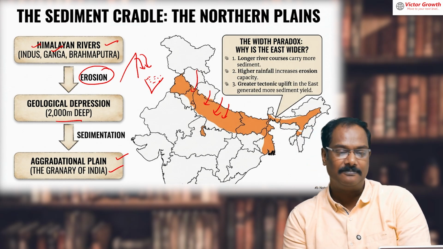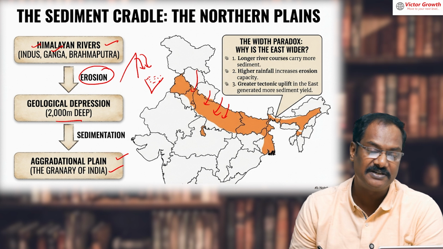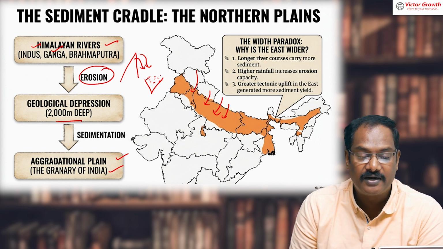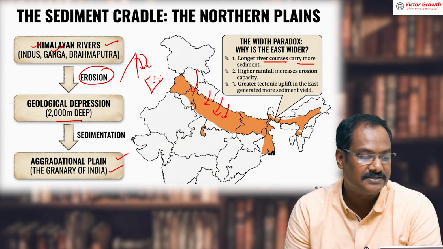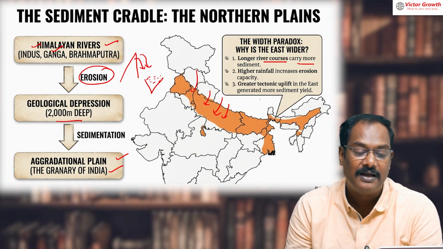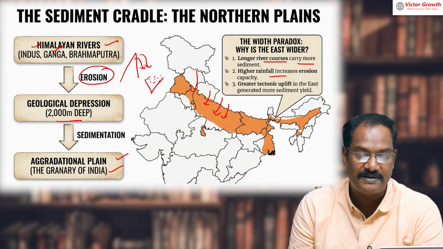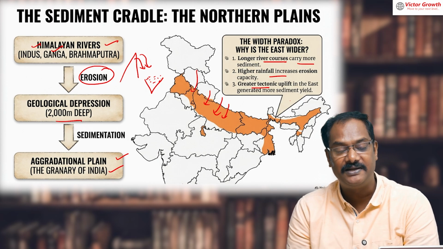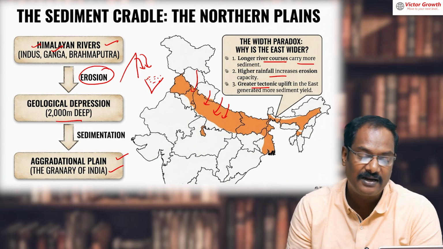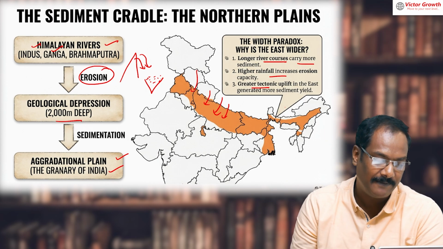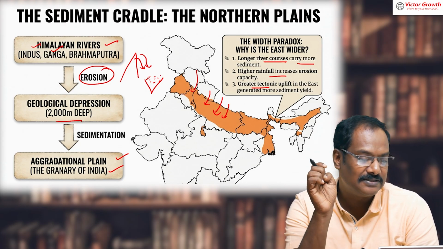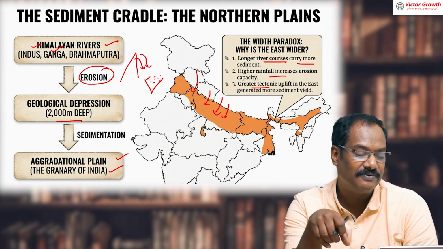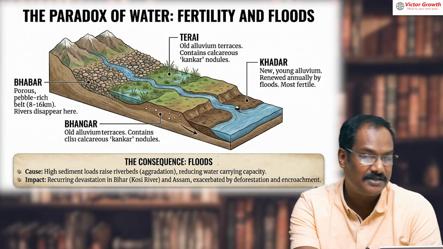So, granary of India. Wheat cultivation happens, okay, and longer river courses carry more sediments. This is the Ganga, Indus, and Brahmaputra and all. Higher rainfall increases erosion capacity. Greater tectonic upliftment in the eastern side. So here greater upliftment happens, is what they are saying. So these are the northern plains, the cradle of India's civilization, you can say, and alluvial soil. So it's a gift of the Himalaya.